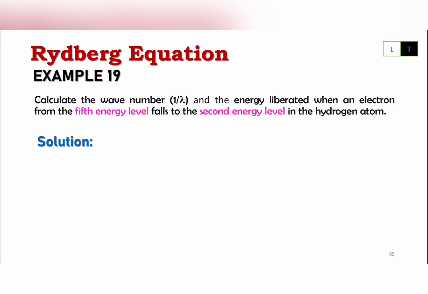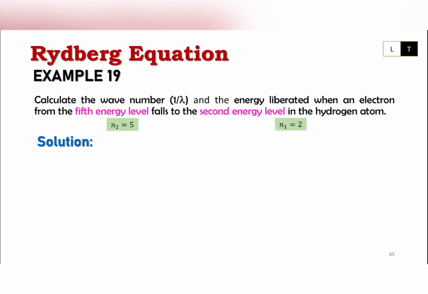Now, we are going to take out a bit more information here. You got 5th energy level and 2nd energy level. So I'm going to label this one as N2, this one as N1. This is because you have to make sure the N1 should be less than N2. So 2 is much smaller than 5.